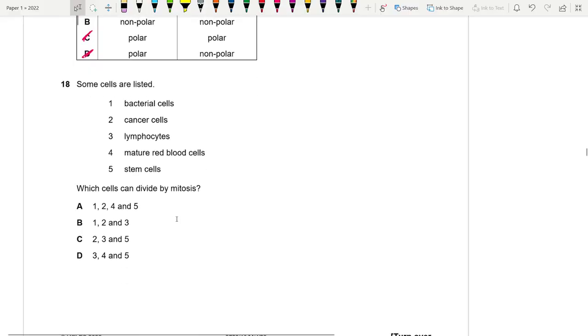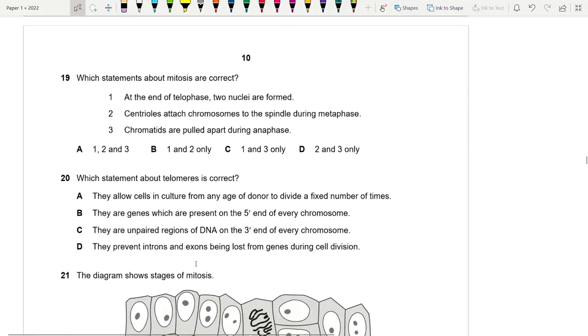Some cells are listed. Which cells can divide by mitosis? Bacterial cells divide by binary fission. So 1 is out of the question. It's between C and D. The cancer cells can do that, okay. Lymphocytes can also do that, cloning. RBC do not have a nucleus, so 4 is wrong. The answer is C. Stem cells can do that.